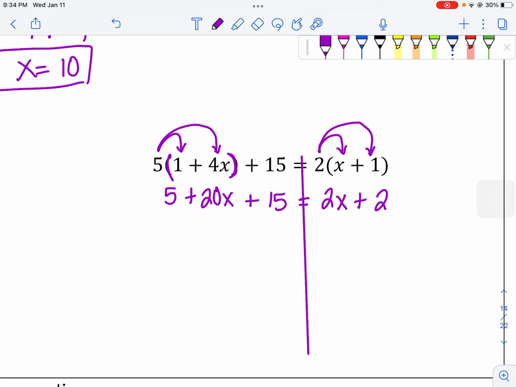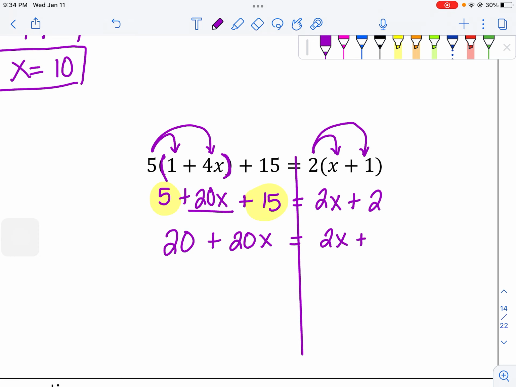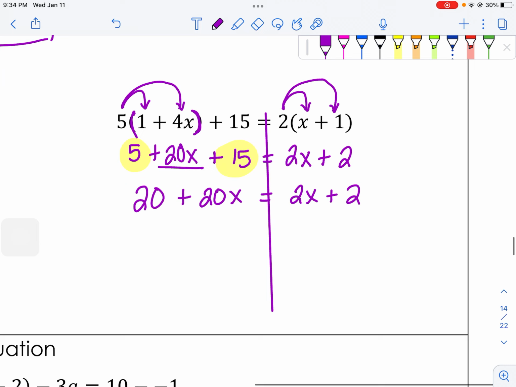Now I can combine some like terms. I have a 5 and a 15, which are both constant terms. So I can put those together and I get 5 plus 15 is 20, and I still have a plus 20x. So I had combined the 5 and the 15 for now. And then over here I have 2x plus 2 still.